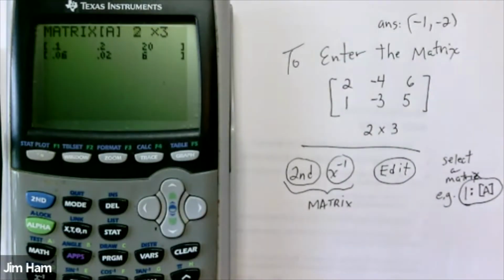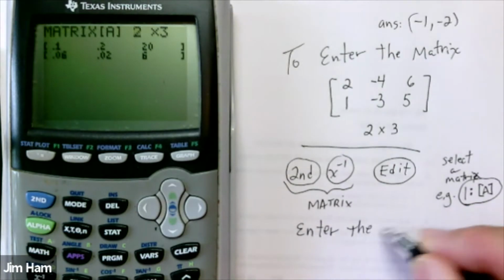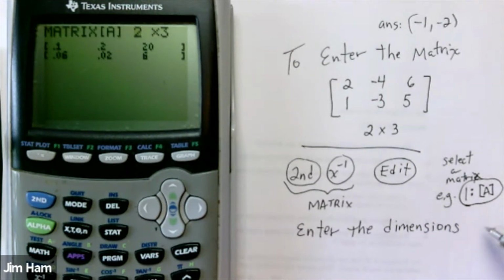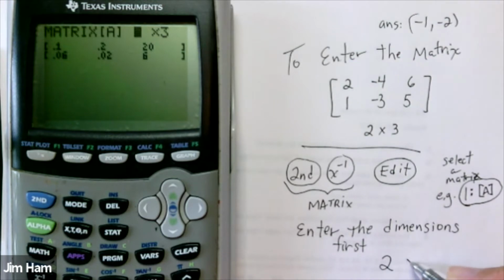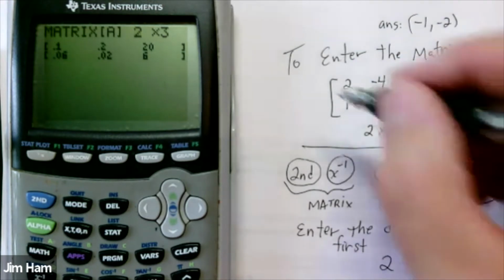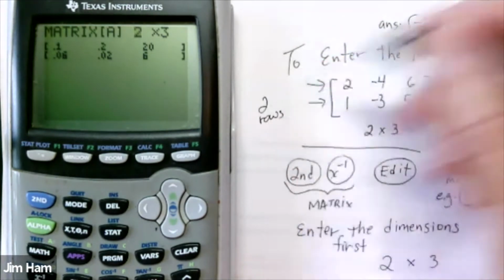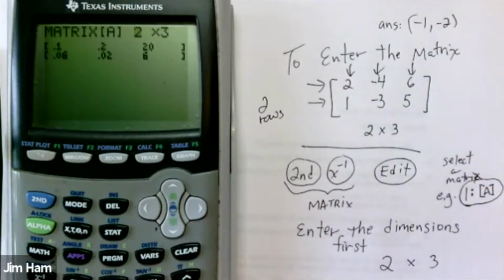And so the 2 numbers at the beginning are the dimensions. And so you want it to say 2 by 3. We have 2 rows and we have 3 columns. And our convention in mathematics is to always report the number of rows first. So it's 2 by 3.